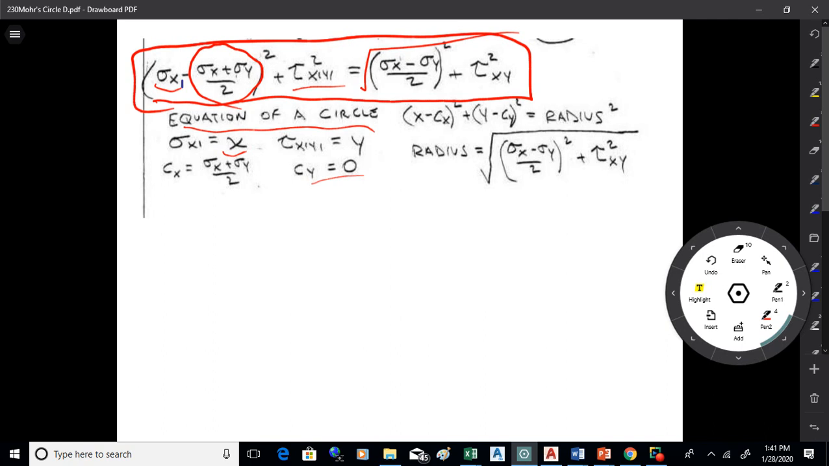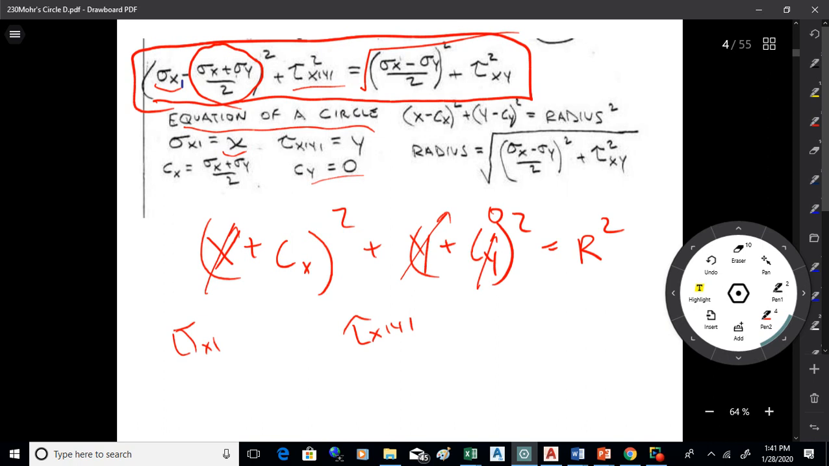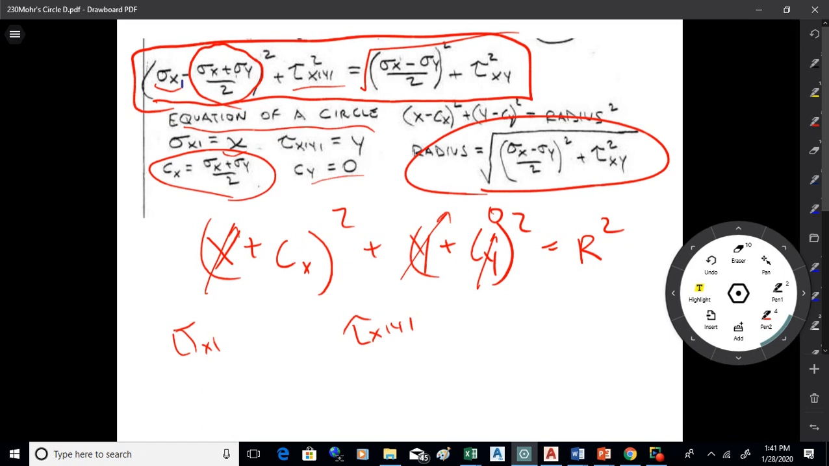So what that means is we've had this general form of a circle, x plus cx squared plus y plus cy squared is equal to the radius squared. I mean, that's the basic equation for a circle. This goes to 0. This is sigma x1, and that's tau x1 y1, basically. There's the radius, and there's the constant for x. Okay? So what that's going to be is a circle that's on the x-axis, but might be offset to the right or left of the y-axis. That's what that is, if you remember your analytic geometry.